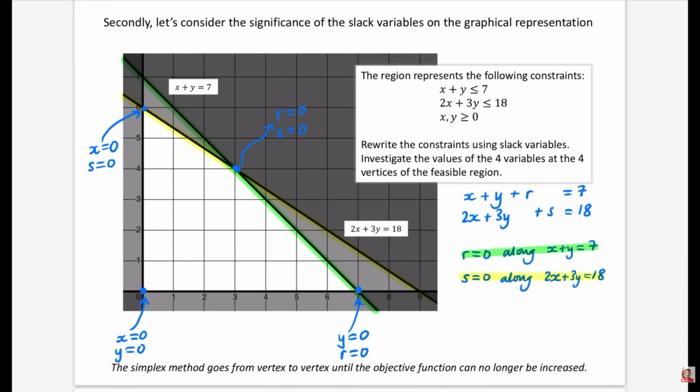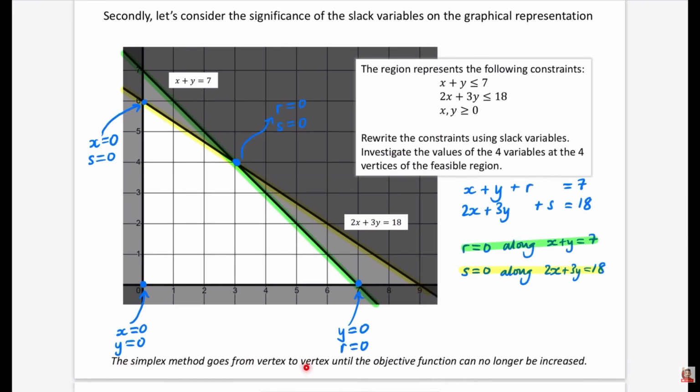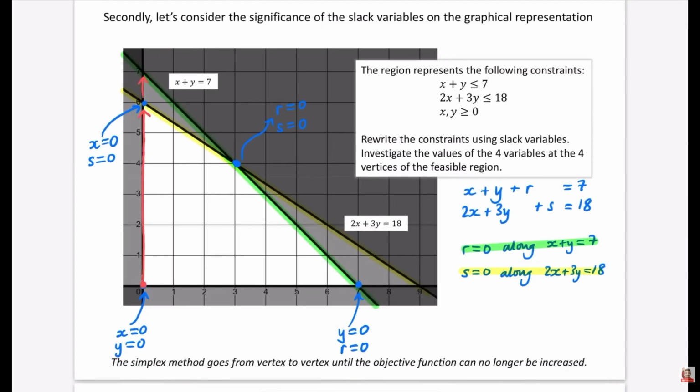So what happens is the simplex method goes from vertex to vertex until the objective function can no longer be increased. It starts at a feasible point on the graph and it travels until it gets to one of the vertices. We have to make sure that we stop here and that we don't go all the way up to this one, because that one goes outside the region. And if we can make it better, we travel alongside here, and we have to stop here rather than traveling all the way over to here because it's not inside the region.